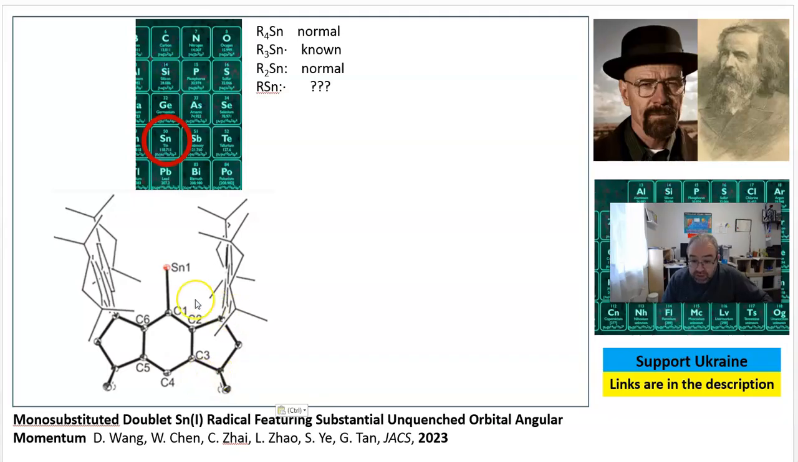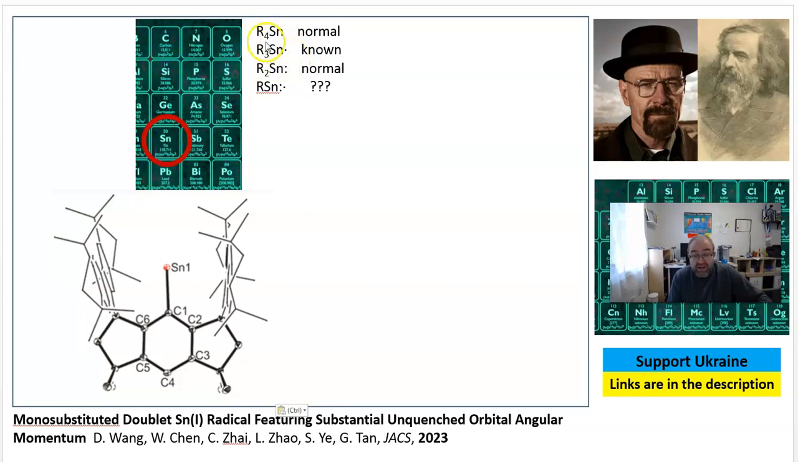So let's start with this one. This is a monovalent tin radical. Tin is under carbon in the periodic table. So there's carbon, silicon, germanium, and then tin. And the normal situation for tin, actually like carbon, is 4 substituents on each tin atom. Also, there are of course already many known stable molecules with 3 organic groups on one tin atom.